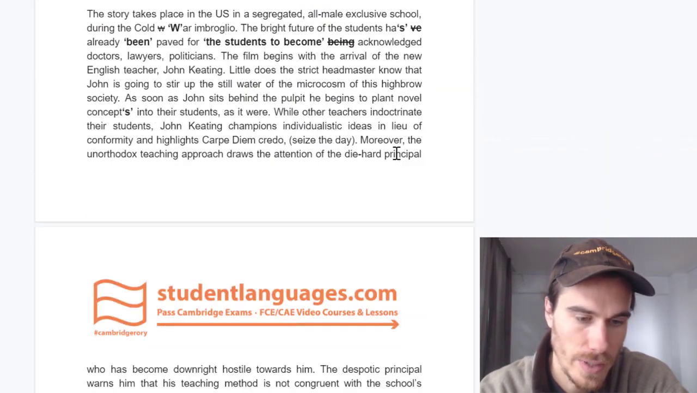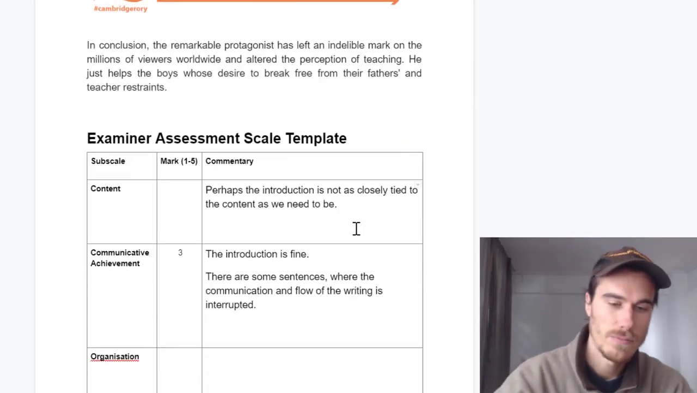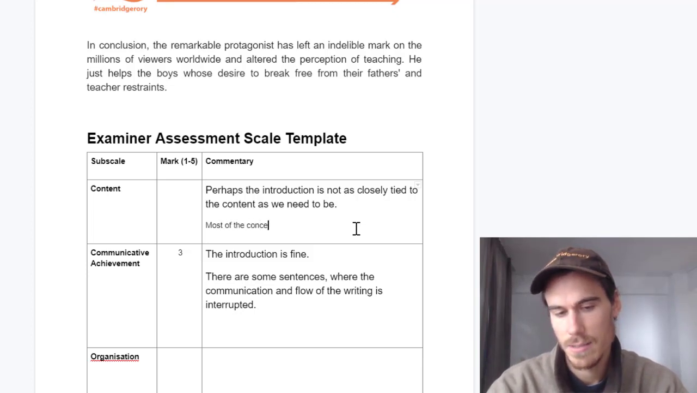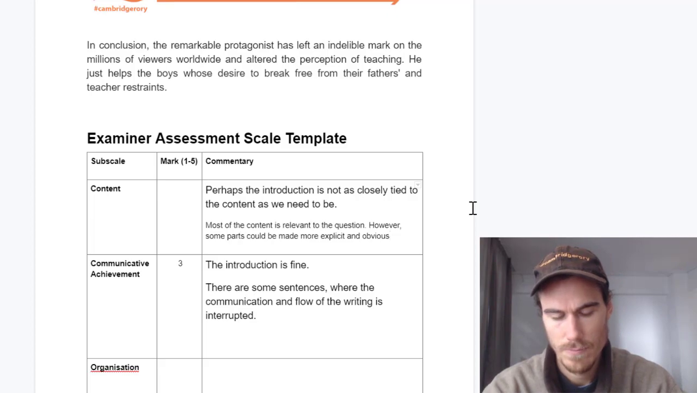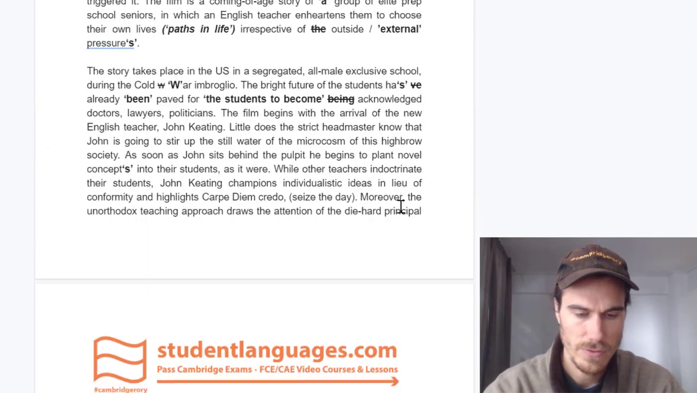So this comes down a little bit to content and communicative achievement. Most of the content is relevant to the question. However, some parts could be made more explicit and obvious. For example, in this last part, why the conflict in the film is resolved or not.